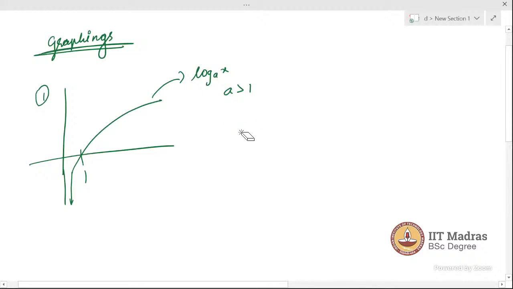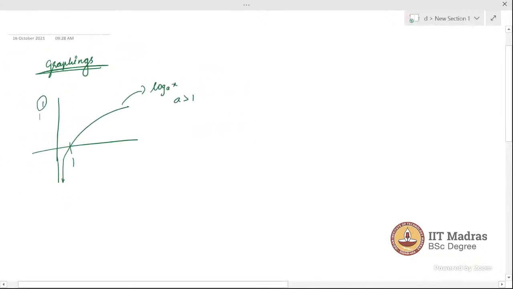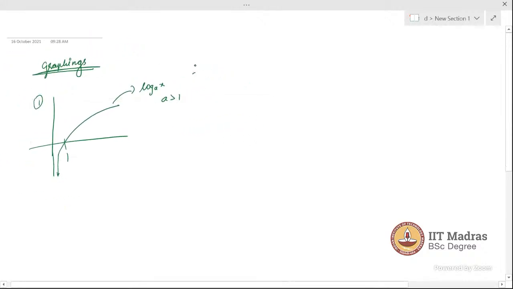Now, okay, let me do it part by part so that you will understand it better. If I take the second one, how will the graph look for log x squared? Now we are getting into some kind of complications here.